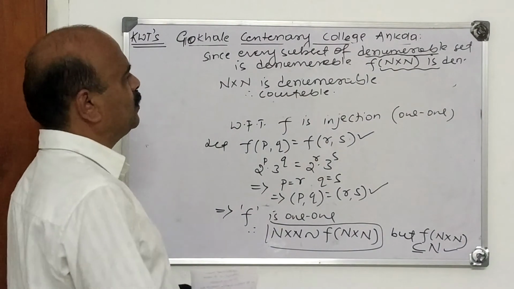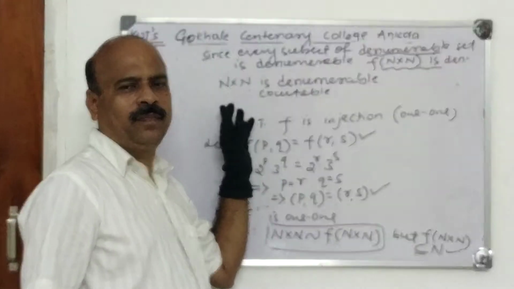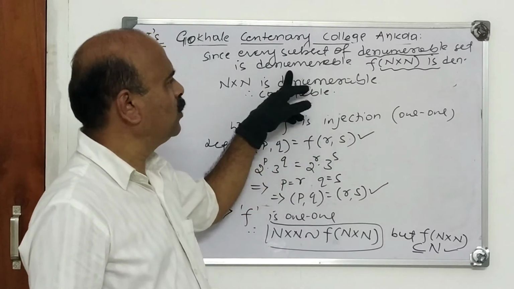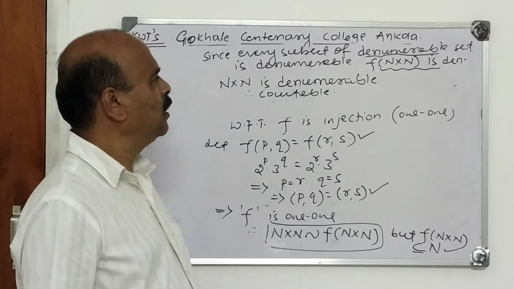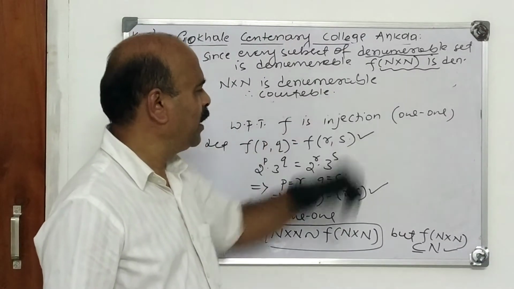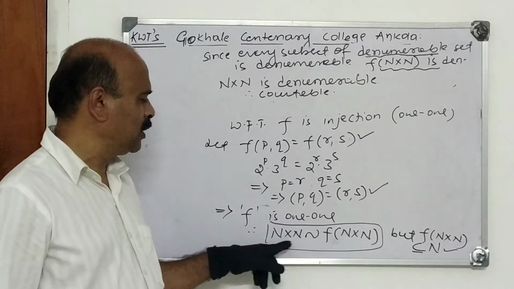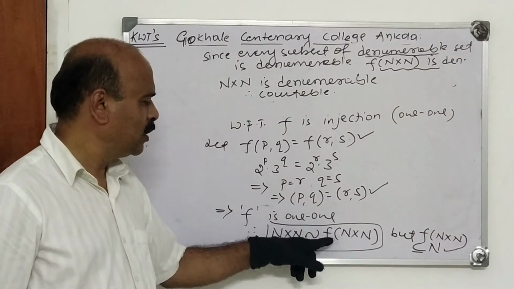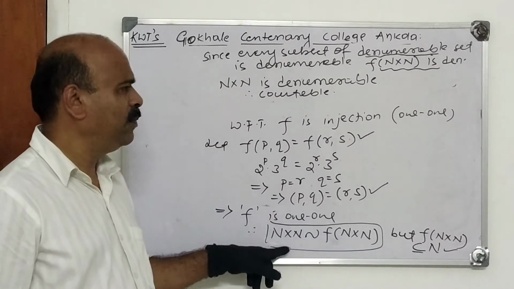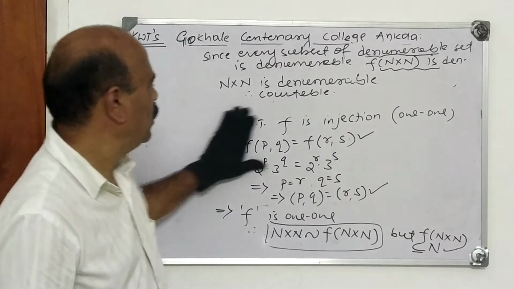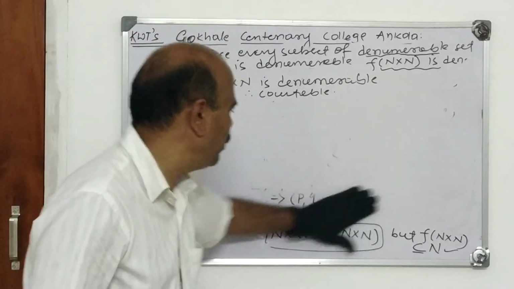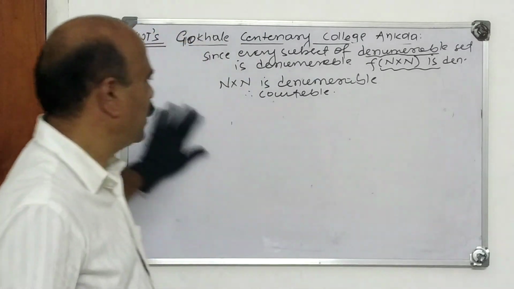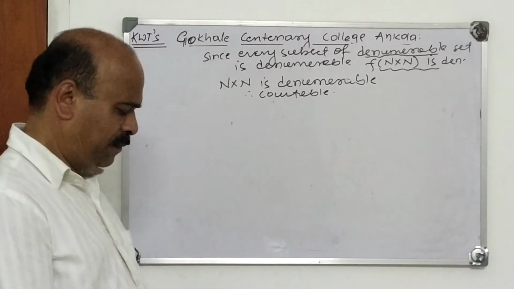Therefore, every subset of a countable set is countable. In the beginning only I explained, we have proved many results. This is one of the results: every subset of a countable set is countable. Therefore, f of N cross N is countable. But what is f of N cross N? Equivalent to N cross N. If A and B are two sets so that A is countable, then B is also countable. Therefore, N cross N is countable. Important result it is. So we have proved that N cross N is countable.